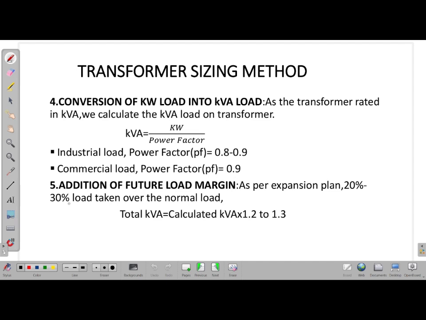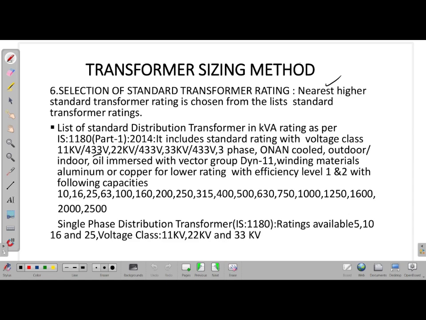After that, we take some additional load margin for future expansion. That is 20 to 30% above the normal load. So the total kVA will be 1.2 to 1.3 times the calculated kVA. That is the total kVA. After that, we match the total kVA with the given list of standard transformers.